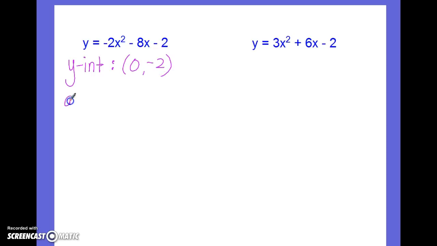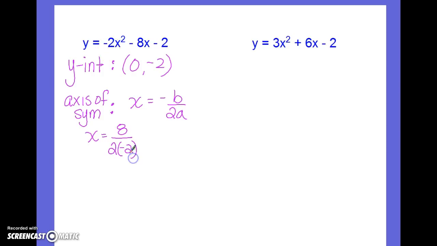Now for the axis of symmetry, you're going to use that little equation, x equals negative b divided by 2a. And now that it is in standard form, we're just going to take our numbers and plug them in. So x equals, b is negative 8, so negative 8 would be positive 8, divided by 2 times a, which is negative 2, which gives me 8 divided by negative 4, which is negative 2. So my axis of symmetry is the vertical line x equals negative 2.